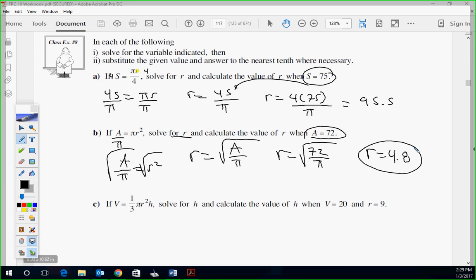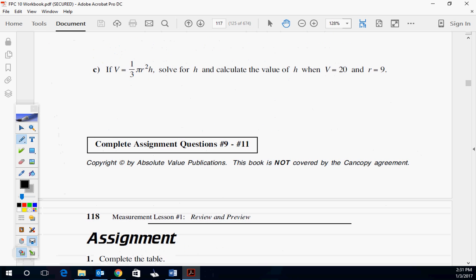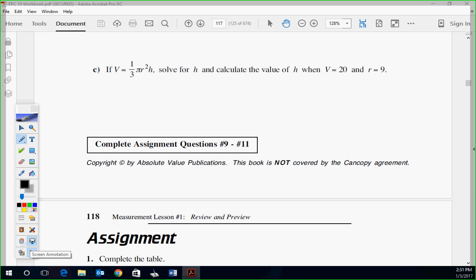Okay, so the last one here, we're actually changing up on you. We're solving for h, not r. So pay attention to that. So first thing I want to do, I'm going to get rid of the 1/3. How do you get rid of 1/3? Multiply by 3. Yeah, you can divide it, but dividing it is the same thing as multiplying by 3. So I have 3v now equals pi r squared h.